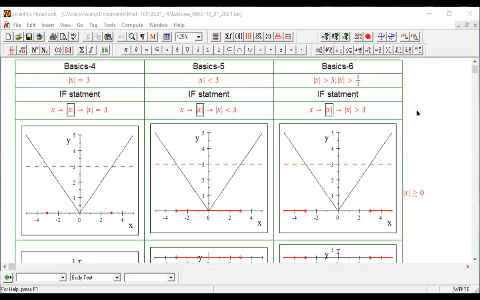We have a 2 hour lecture today. We're going to spend the first half of the time to finish up the absolute value equations and inequalities. So finish up to basic 7.